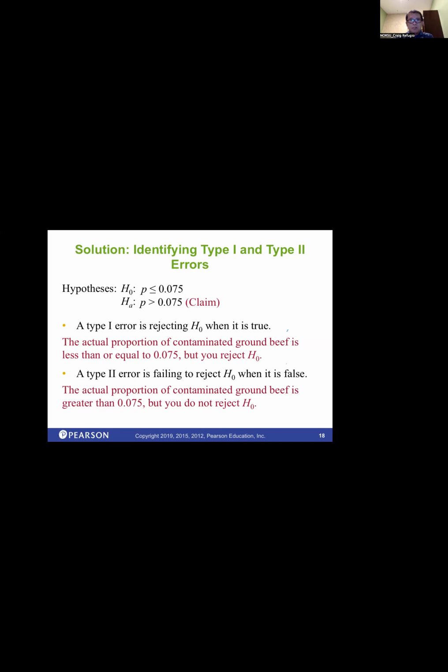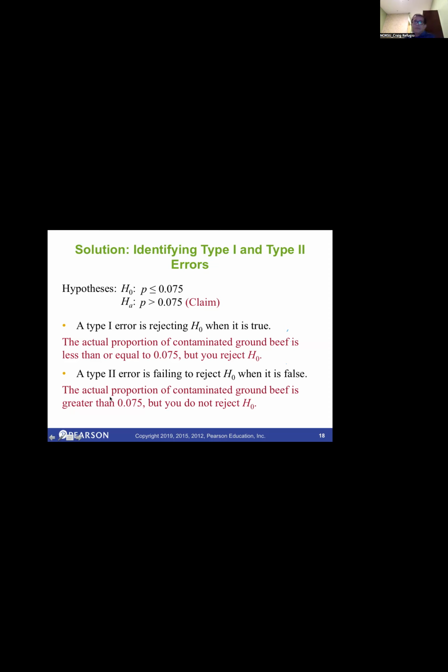So if HO is true, we say actual proportion. That means the reality, that's the truth. The actual proportion of contaminated chicken or beef is less than or equal to 0.075. So we have 0.075, less than or equal to. This is true, but you reject HO. So that's type 1.